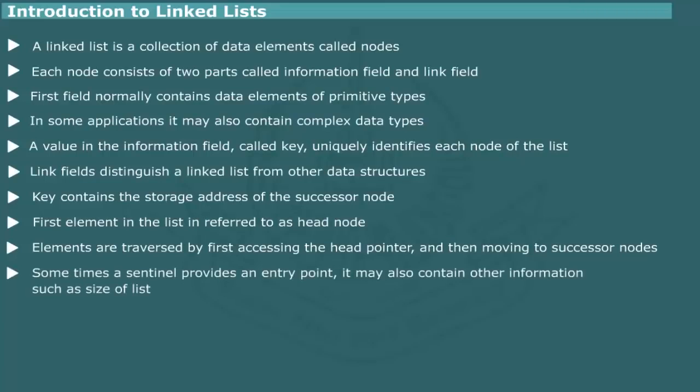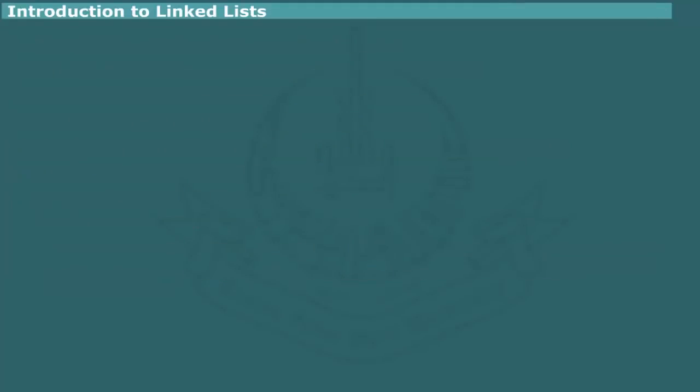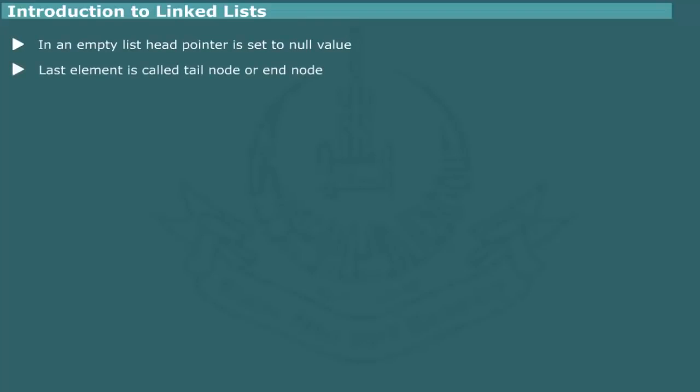Sometimes a special node called sentinel is also used, which provides an entry point to the list. It can also contain other useful information about the list such as size of list, structure of a node, and so forth. If the list does not contain any data item, it is referred to as empty list. In an empty list, the head pointer is usually set to null value. The last element in a linked list is called tail node or end node.